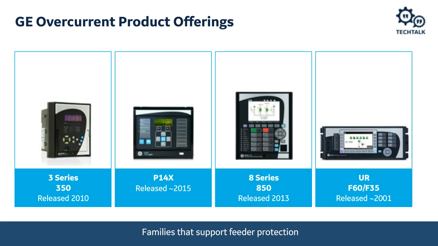The 850 has several variants. There is the 850, which is the feeder relay. There's also an 850P and an 850D that I'll talk about that are targeted to the overhead distribution market, or the utility distribution market. But then there's also an 869, which is a motor relay. There is an 845, which is a transformer relay, and an 889, which is a generator relay. Again, these are the workhorse platforms for industrial and utility distribution.